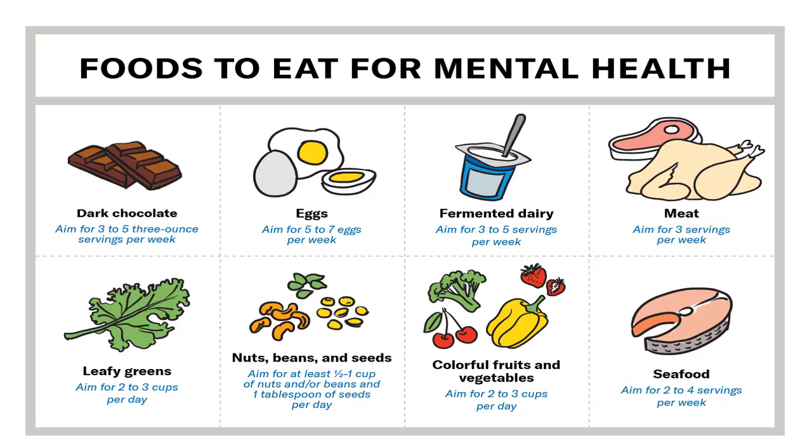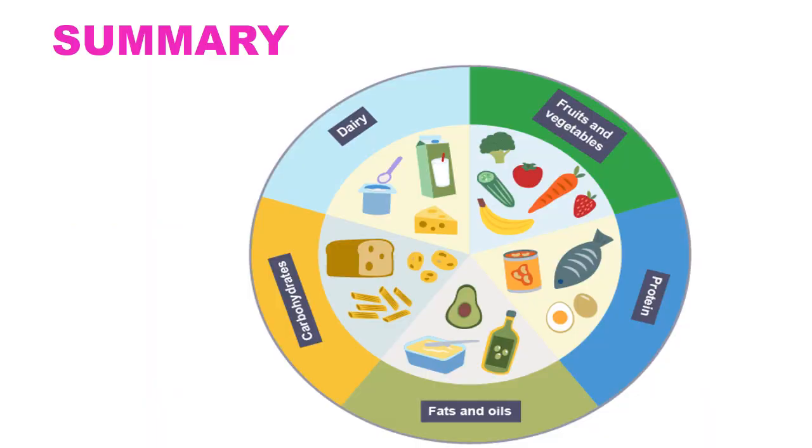And nuts, beans and seeds: half to 1 cup of nuts or beans and 1 tablespoon of seeds per day. Seeds and nuts are very good, and leafy vegetables, 2 to 3 cups per day. So these are some of the important food requirements for better human mental health, in addition to other aspects like physical activity, proper diet, etc. Now we are at the end of today's lecture.